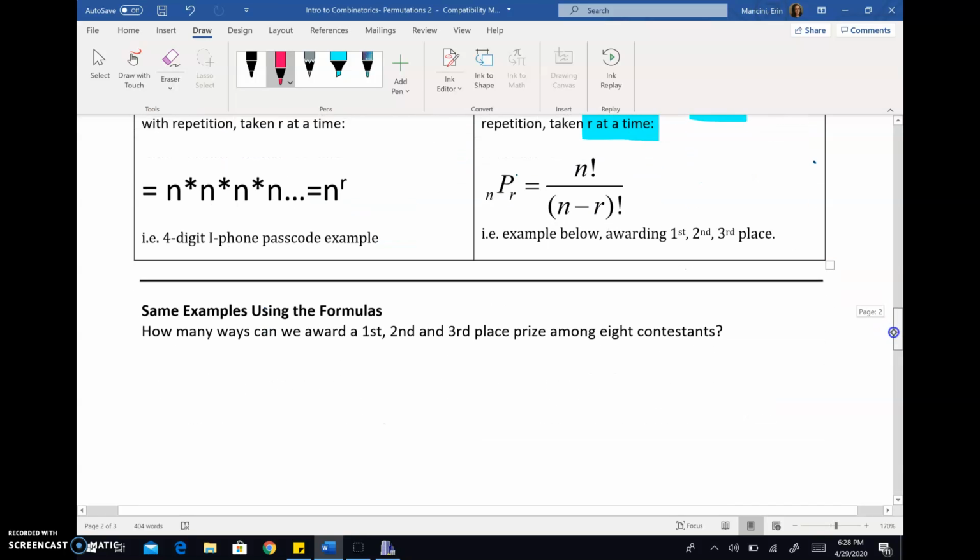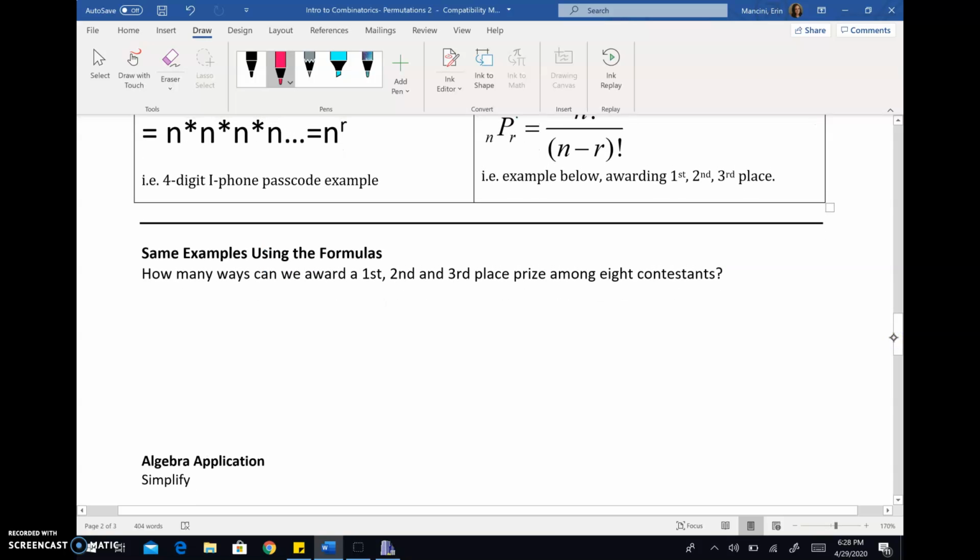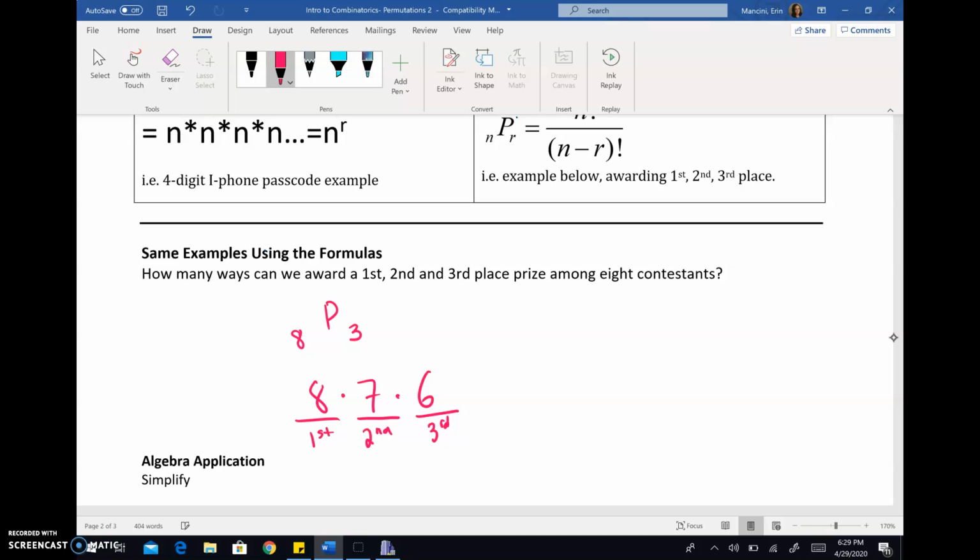Just to give you 1 or 2 more examples. How many ways can we award a first, second, or third prize among 8 contestants, right? Here you have 8 people to choose from, and you are putting them into 3 positions. You could do the blank method. Here's first place, second place, third place. You have 8 that would go into this one. Well, if somebody gets first place, they can't also get second place. So then you have 7, and then you have 6 choices.